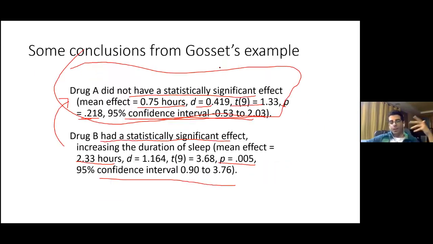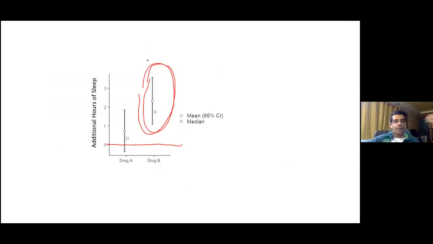Now later on in the results, you find out that drug B actually is different from drug A, and you can even see it. Like, look, this confidence interval, does it touch this mean?